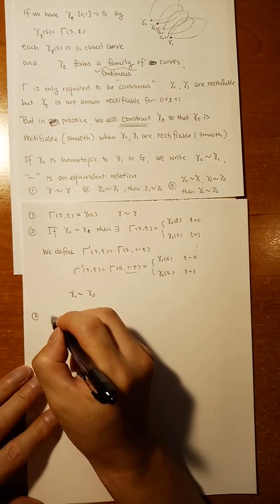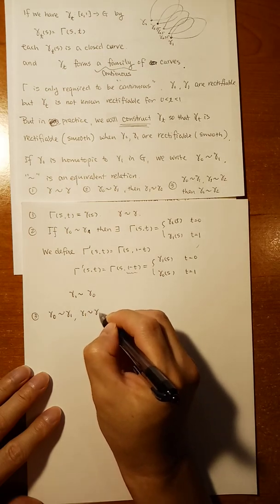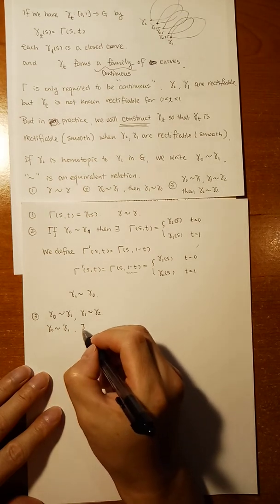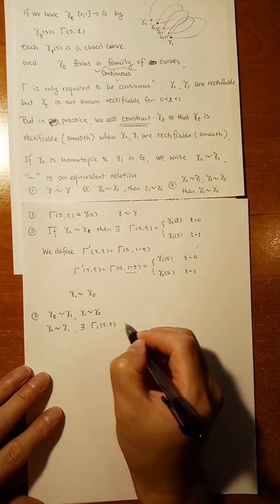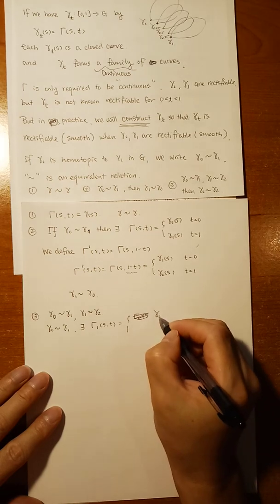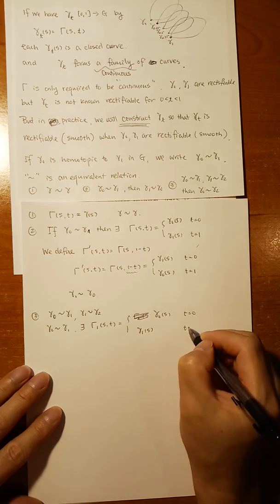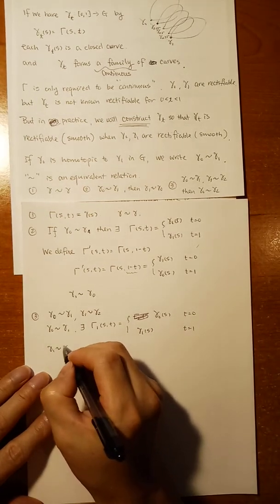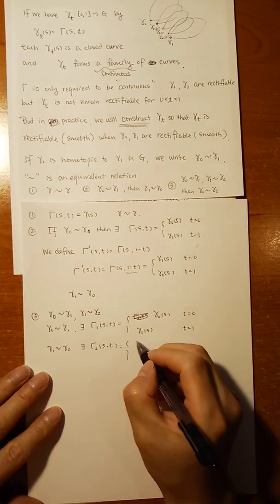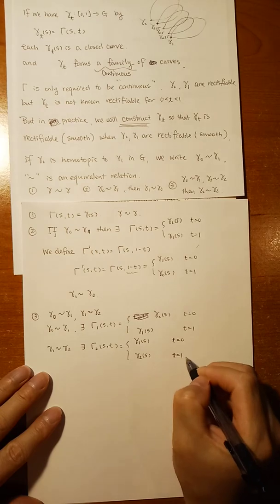Third, gamma 0 homotopic to gamma 1 homotopic to gamma 2. From the first one, there exists a capital Gamma 1(s,t) with the condition capital Gamma 1(s,t) is gamma 0(s) if t is equal to 0, gamma 1(s) if t is equal to 1. Gamma 1 homotopic to gamma 2, there exists capital Gamma 2(s,t). It's gamma 1(s) if t is equal to 0, gamma 2(s) if t is equal to 1.